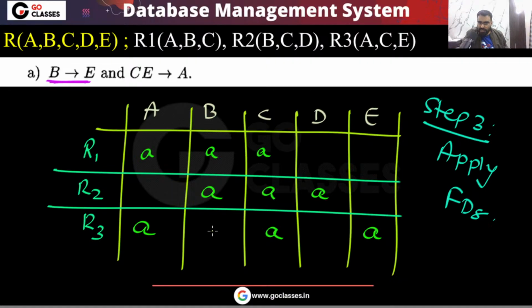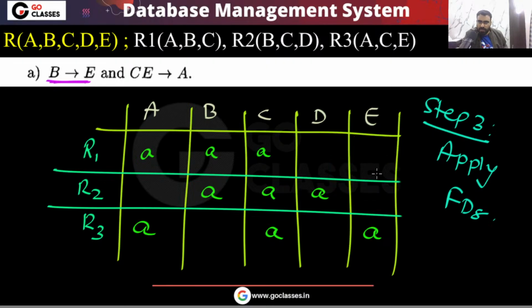Remember one thing, this empty cell. Here the value is unknown. We don't know whether this value is A or B or whatever. This value can be anything. But you can notice that these two tuples have the same B value. So according to this functional dependency, they must have the same E value. But I don't know what the value is. Do you agree with me? These two tuples must have the same E value.